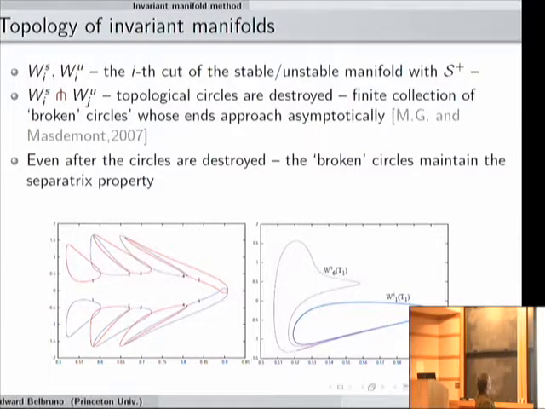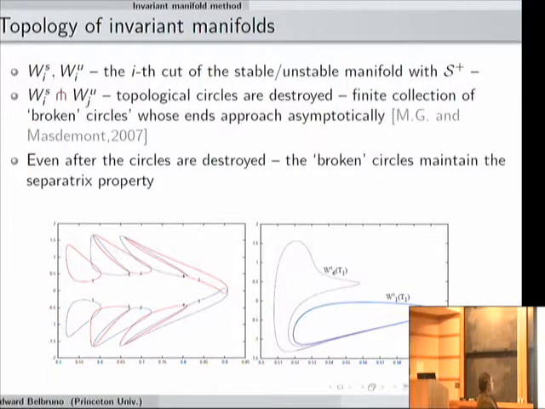It is found that when the stable and unstable manifolds intersect transversely, the topological circles are destroyed, and you get a finite collection of broken circles. This is a result of Marian Gidea and Masdemont in '07. And as I was saying, even after circles are destroyed, the broken circles maintain the separatrix property. So, for example, what do you mean by that? So I can imagine, if you have this surface, the tube comes through, then the unstable one comes through, and then you have these two circles intersecting, and then depending on which part of the region I am in, certain things will happen in the future.